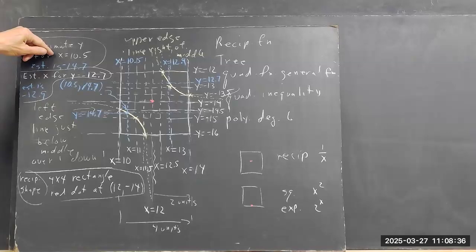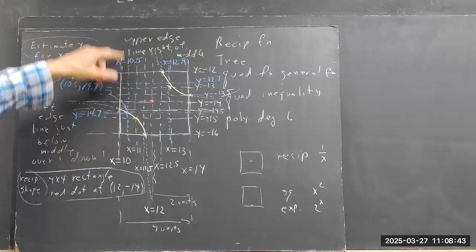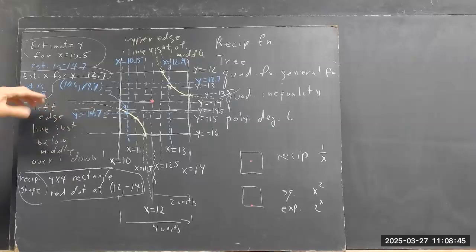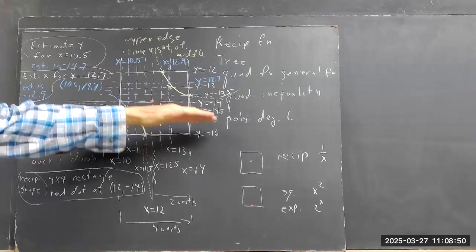We estimate y for x equals 10.5. How do we do that? Well, x equals 10 here, x equals 11 here, so 10.5 is halfway between. We draw a vertical line here, and then we see the point where that line hits the graph, and we make a horizontal line here.